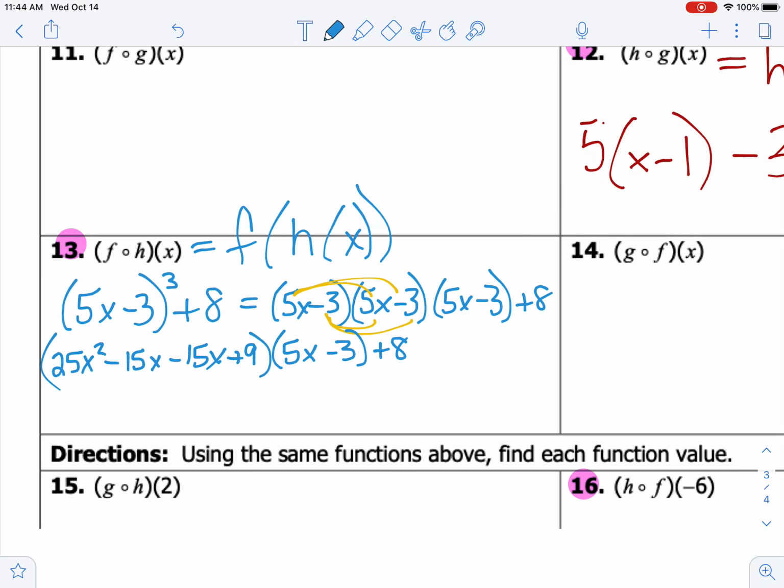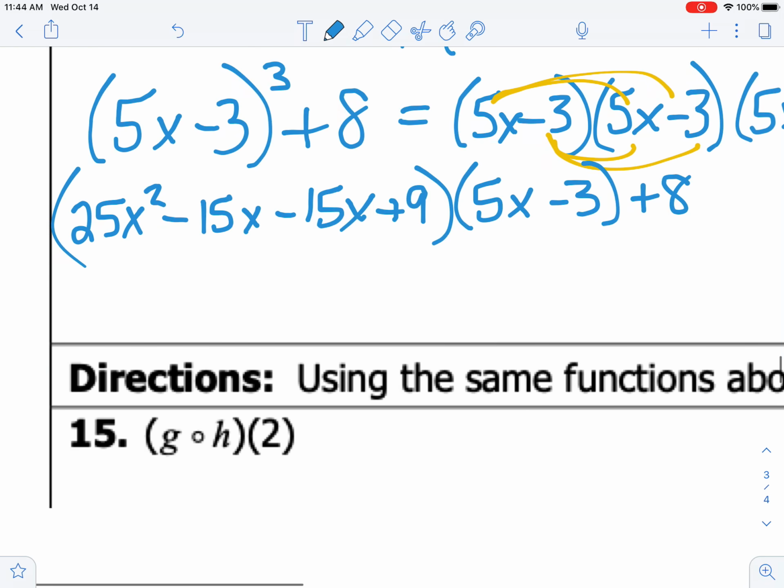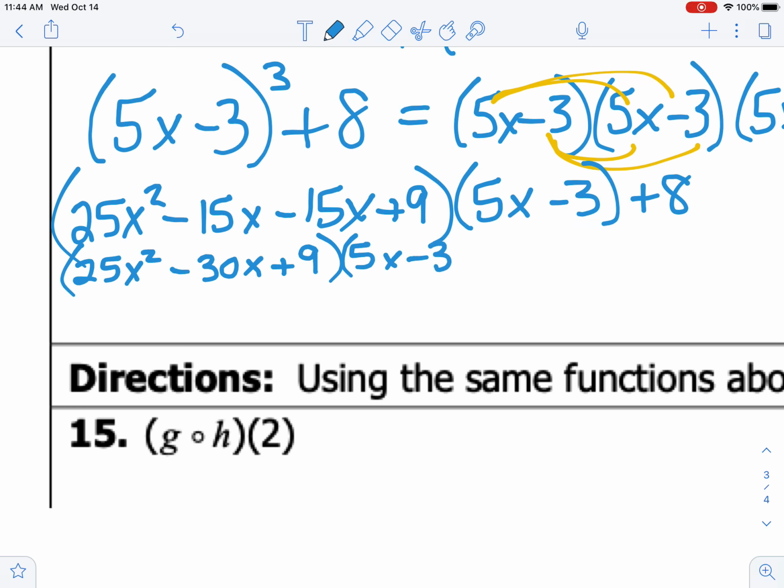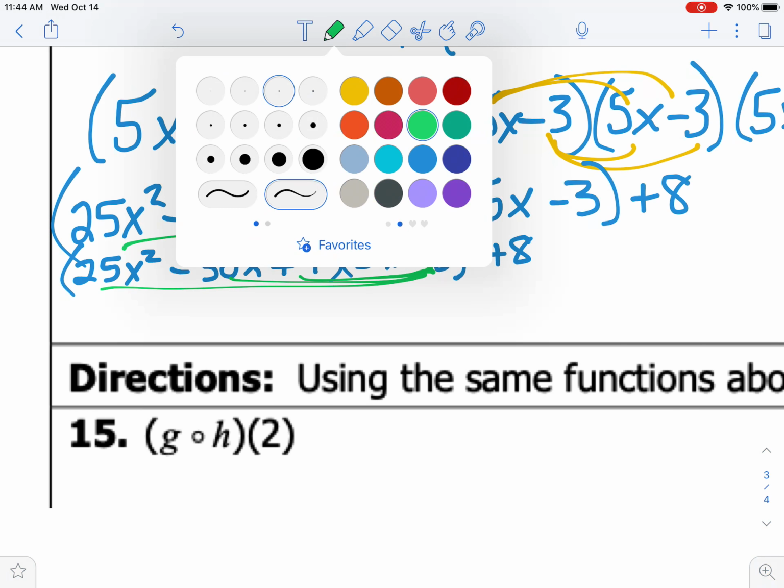Okay, I'm going to simplify that again. I'm going to run out of space here, but that's okay. So I have 25x squared minus 30x plus 9. And then I'm going to multiply that times 5x minus 3. I'm going to distribute this again. So I got 5x times all that, and then 3 times all that, okay?